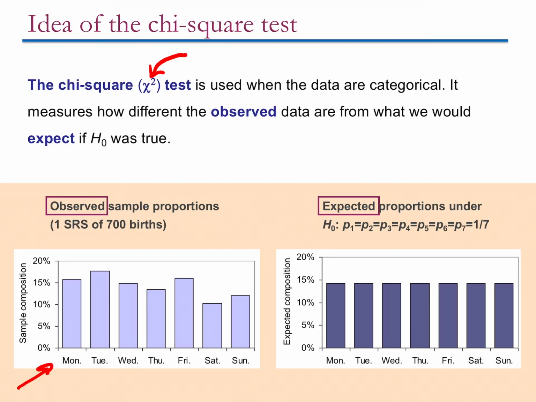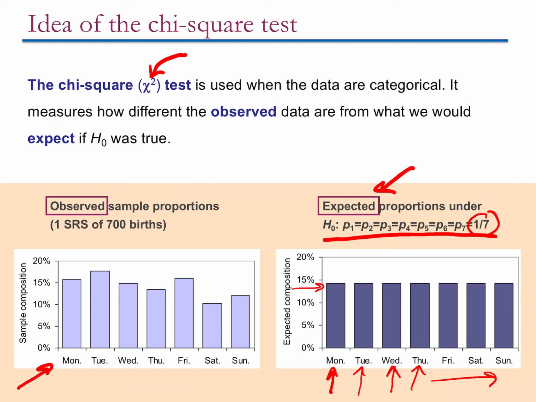So our null hypothesis here would be that the proportion of births on a Monday should be the same as the proportion of births on Tuesday, as on Wednesday, as on Thursday, and so on down the line. In other words, we should have the same proportion of births on each day of the week, and any given day of the week should have 1/7 of the total number of births. That would be our null hypothesis. This would be what we expect under the null hypothesis, these proportions.